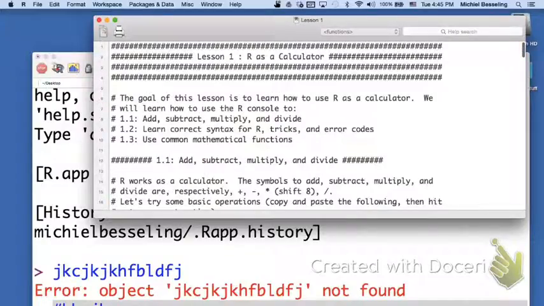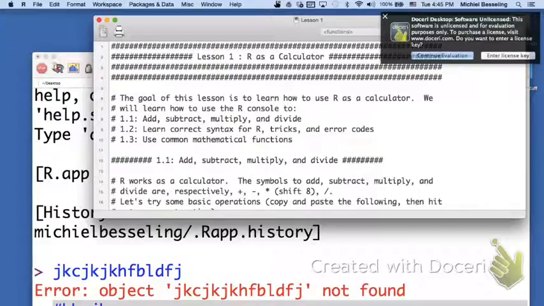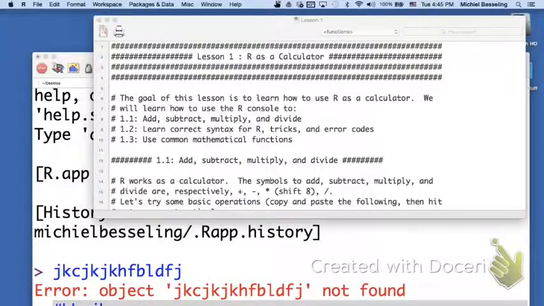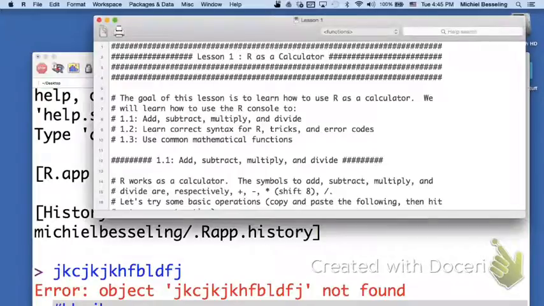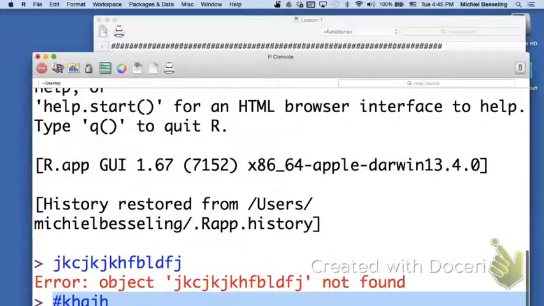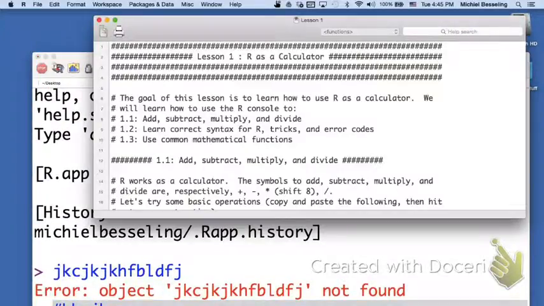So the goal of this lesson is to learn how to use R as a simple calculator. Not that it's the best thing in the world to do that with, but we can use R as a calculator, and a lot of times it's easy because I do this a lot on my computer, since R is open and it's easier than getting the calculator out. So we're going to learn how to use R as a calculator.